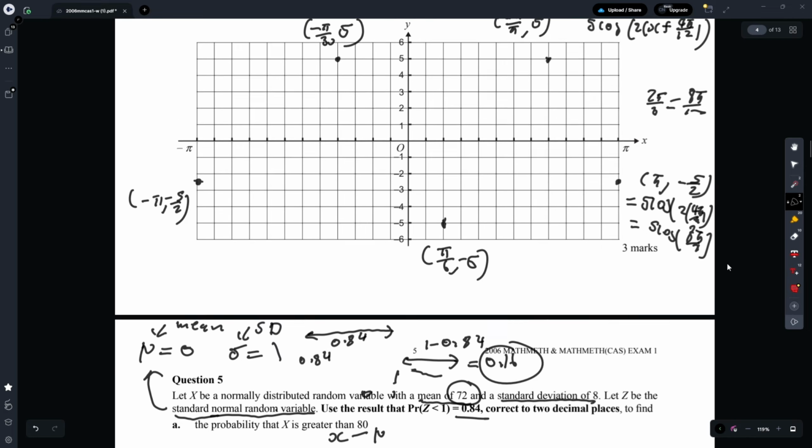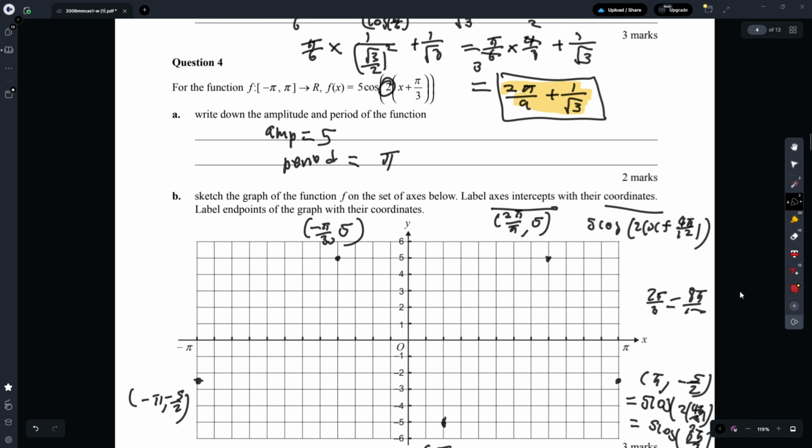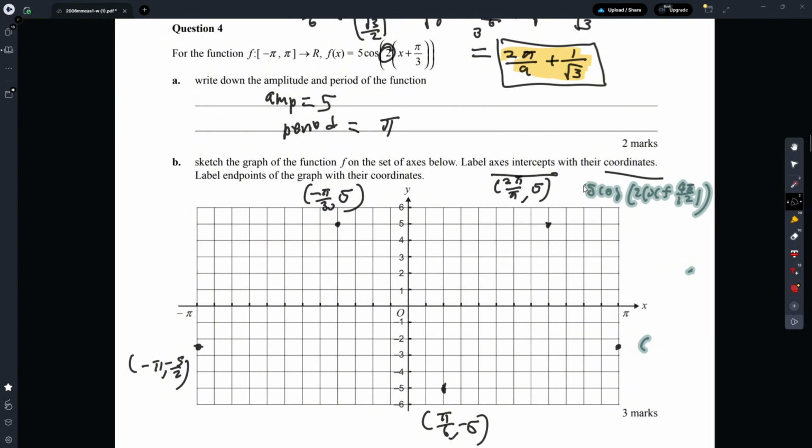Okay, we have to find the axes intercepts now. Let's make some space actually. This is a bit of an annoying question where you have to just brute force your way through it. f of x equals 0. This is solving for x-intercepts. Cos of 2x plus pi on 3 equals 0.